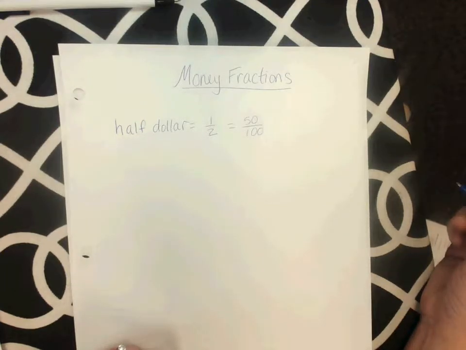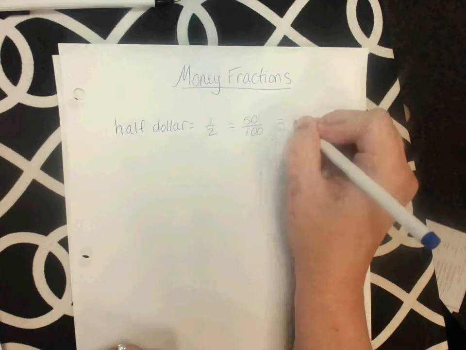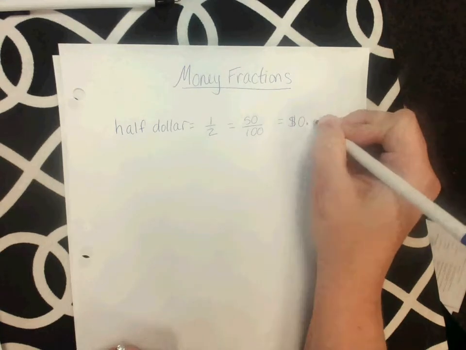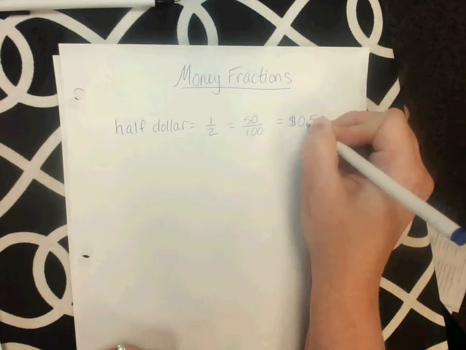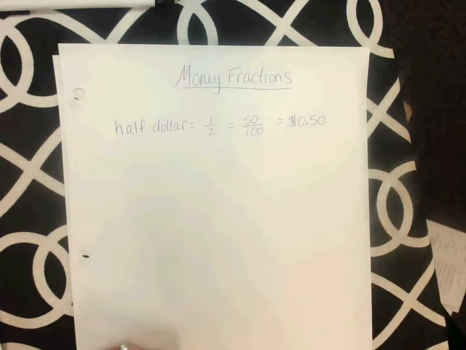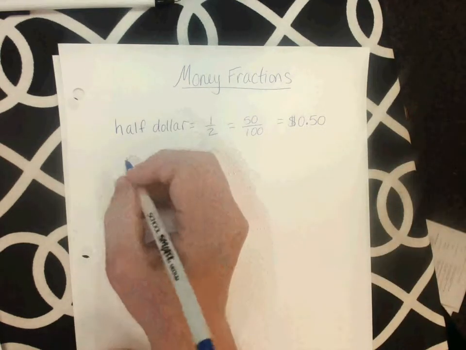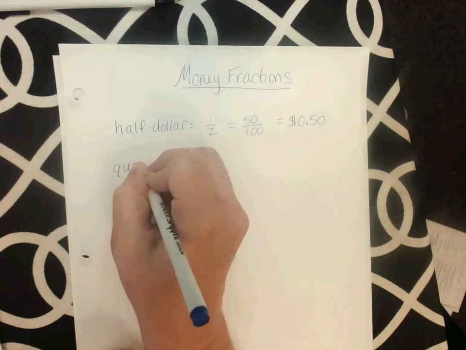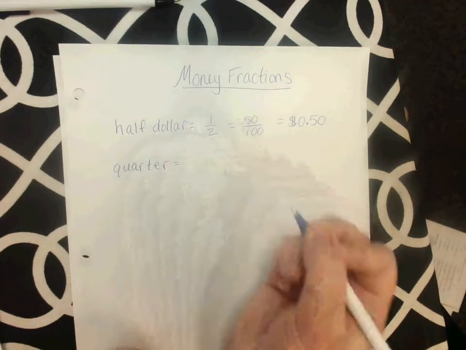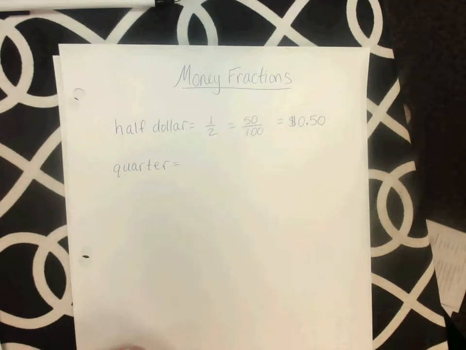We can also write it as a decimal. 0.50, read as 50 hundredths. The next coin is a quarter. It helps to think about how many quarters it takes to equal $1.